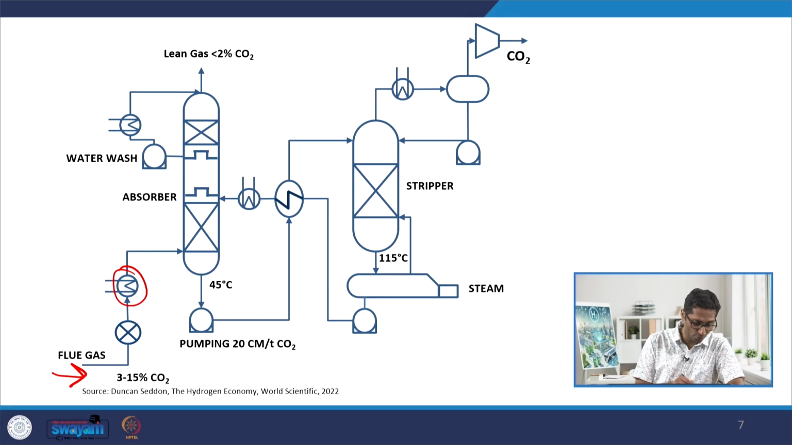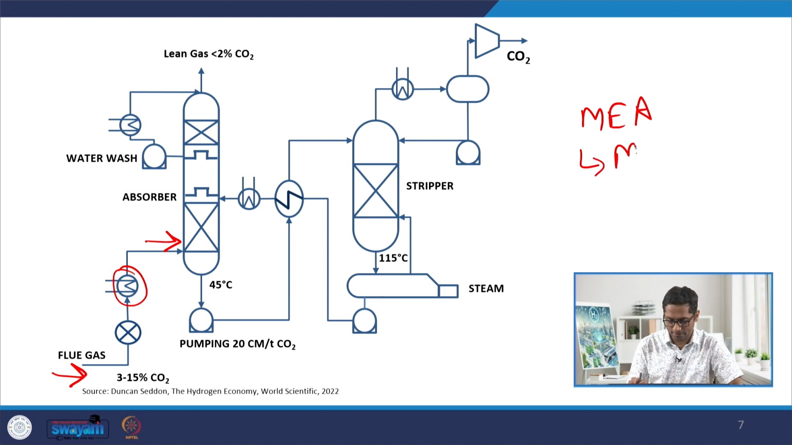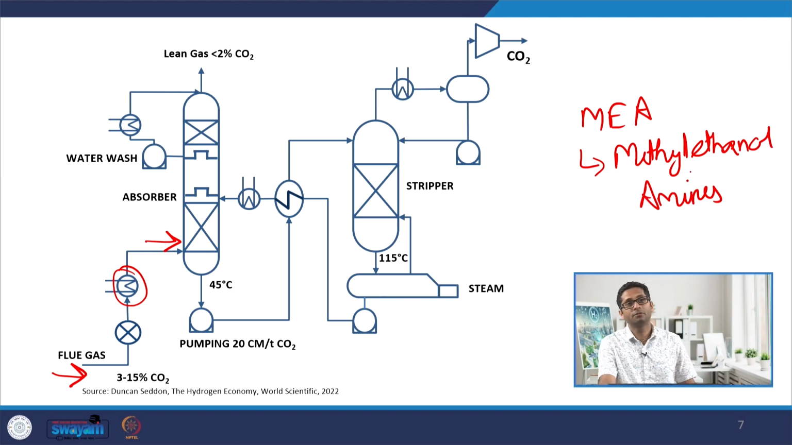So once the flue gas enters into the absorber that has solutions like MEA, so when I say MEA, I am basically saying chemicals like monoethanolamine. So these are one of the traditional absorbing materials that are being used, but there are many additions that are available in the market today. That absorber is going to selectively absorb much of the CO2 such that the lean gas that exits from the top would have less than 2% of the CO2 coming out.